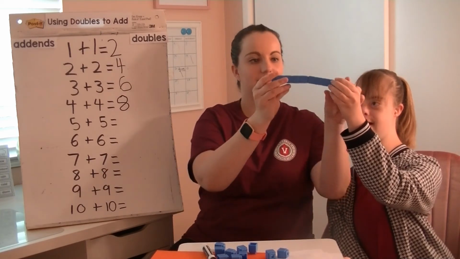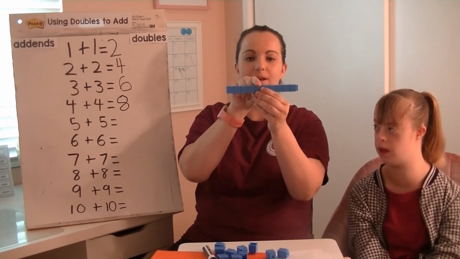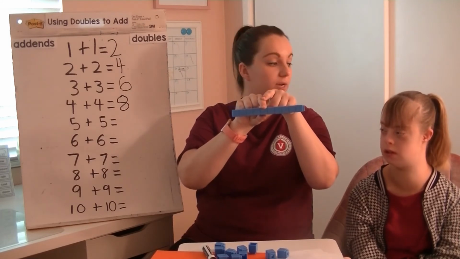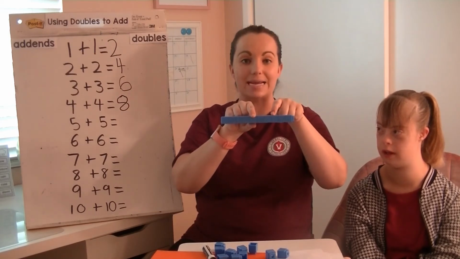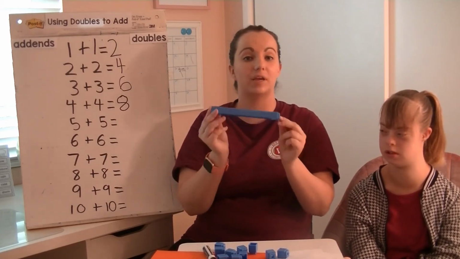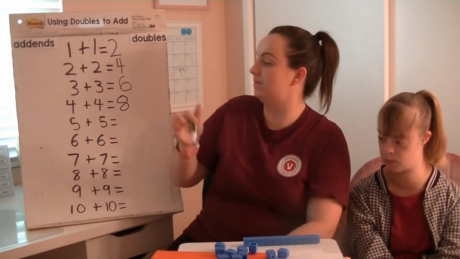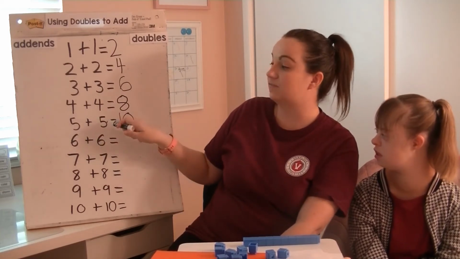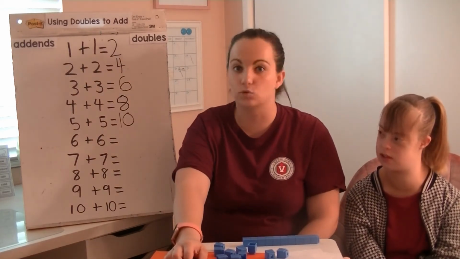Yes! Okay. Here were my 5. Now, let's keep adding on or counting on. After 5, what's the next number? What comes next? 6, 7, 8, 9, 10. So, 5 plus 5 equals 10. Yes. 5 and 5 make 10, my friend. Good. 5 plus 5 equals 10. Awesome. Wow, you guys are doing a great job.